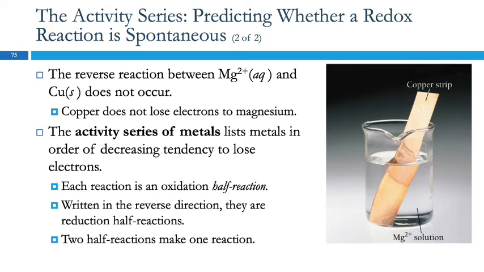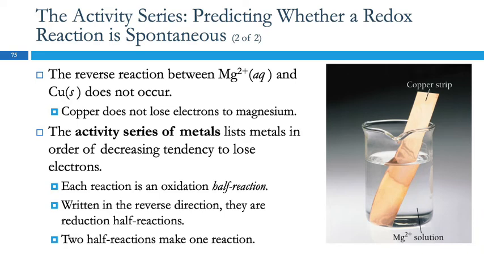So to be able to predict this, we have what's called an activity series of metals. This lists the metals in order of decreasing tendency to lose electrons. If we think of the girl thing, this is a list of who is coolest or most attractive, right? I think some girls in high school actually had lists. You know, they ranked the boys. It's not nice, but anyway.